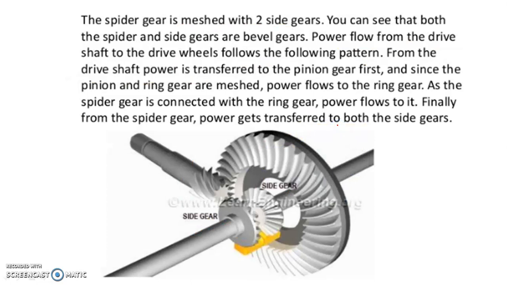The spider gear is meshed with the two side gears. So this is one side gear and this is another side gear. You can see that both the spider and side gears are bevel gears.